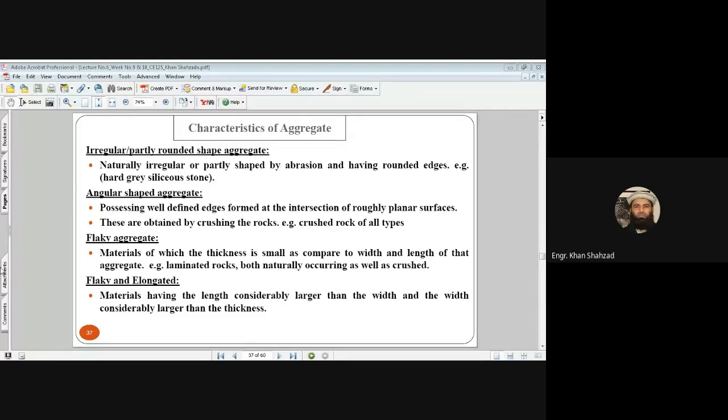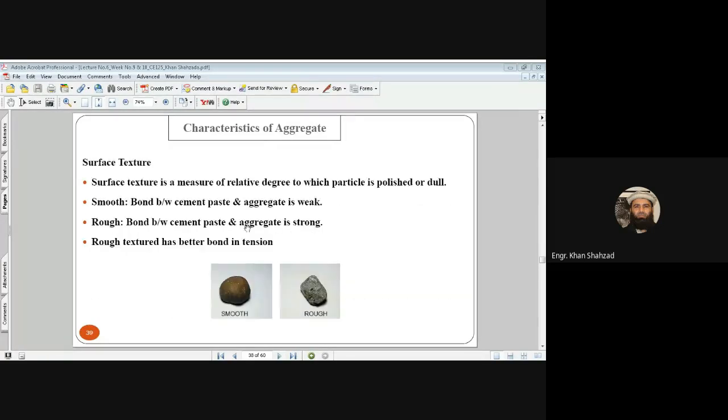Then we have flaky aggregates. If you remember, I explained this in the previous lecture, that flaky aggregates are those materials of which the thickness is smaller as compared to the width and length of that aggregate. For example, laminated rocks, both naturally occurring as well as crushed. Then we have flaky and elongated aggregates, those materials having the length considerably larger than the width and the width considerably larger than the thickness.